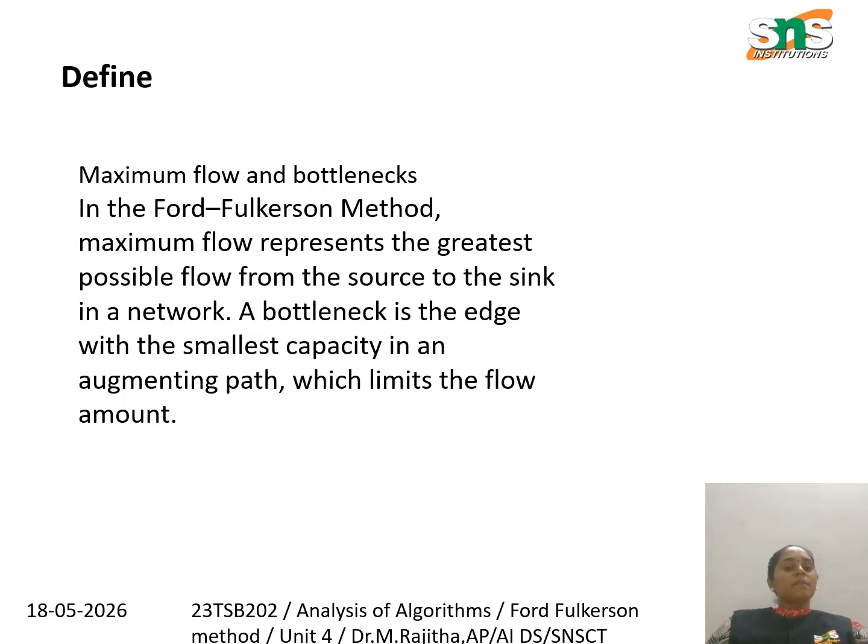Define. In the Ford-Fulkerson method, two important concepts are maximum flow and bottleneck. Maximum flow means the greatest possible amount of flow that can move from the source to the sink node. A bottleneck is the edge with the smallest capacity in a selected path. This bottleneck limits how much additional flow can be sent through the path. For example, if your path has capacities 10, 8 and 4, then the bottleneck is 4. So only 4 units of flow can pass through that path. The algorithm repeatedly finds augmenting paths and updates the flow using the bottleneck value.